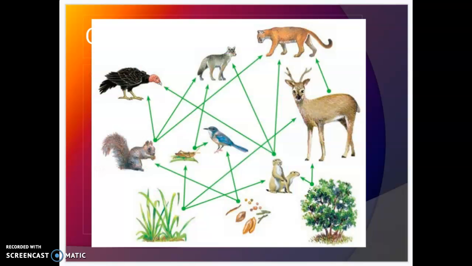Here's an example of a food web. All of these different animals are interconnected with each other, right? The mountain lion eats the squirrel and the deer. The squirrel eats the nuts, the deer eats the grass, so on and so forth.